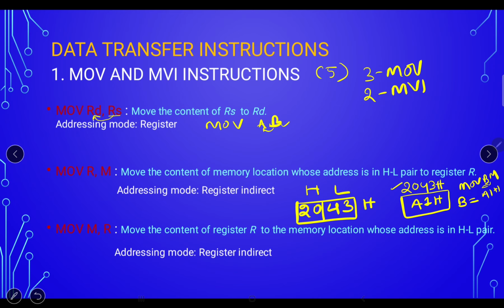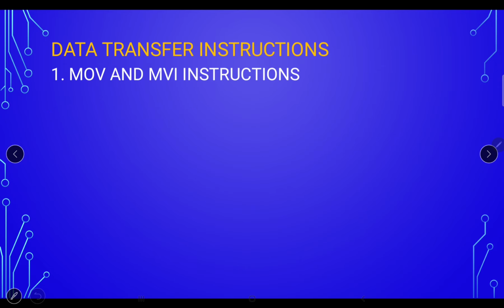Now let us discuss the third one, that is MOV M, R. Here the content of register R is moved to the memory location whose address is specified in the HL register pair. And in both MOV R, M and MOV M, R, the addressing mode is register indirect addressing mode.